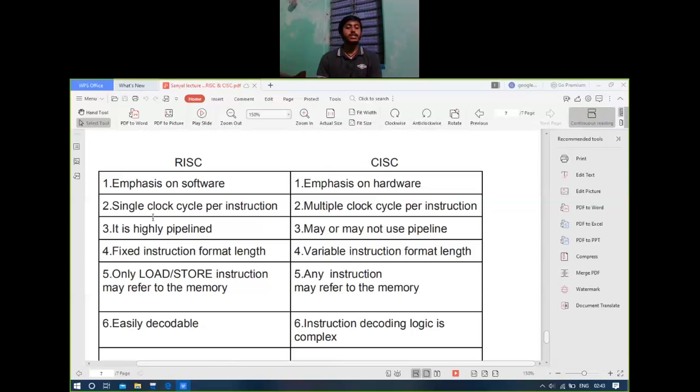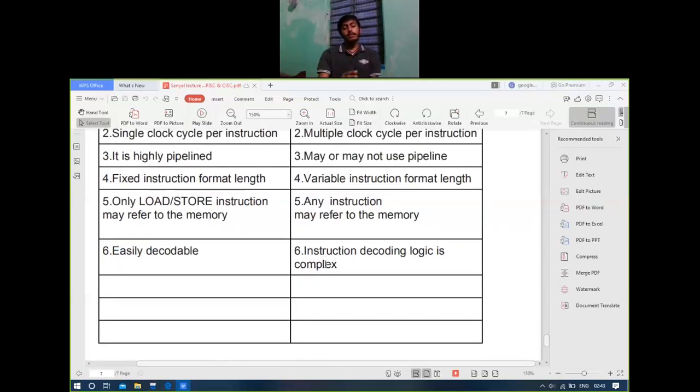In case of RISC architecture, it uses a fixed instruction format length. Yes, it is very true. While the CISC architecture uses a variable instruction format length. The RISC architecture can use only the load and store instructions to refer to the memory. While this is the advantage in CISC architecture, it can use any instruction to refer to the memory. And the final point of difference is that the RISC architecture can be easily decoded. Yes, it's very easily decodable because the instructions are very simple and the addressing modes are also simple. But in the CISC architecture, the decoding logic is very complex.